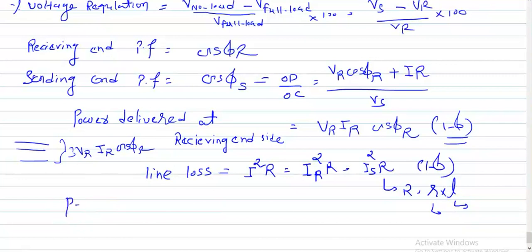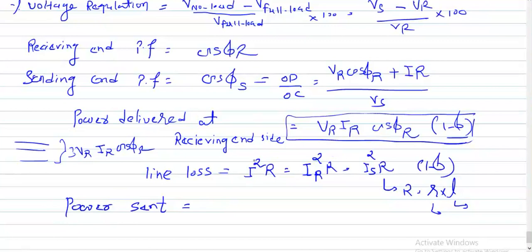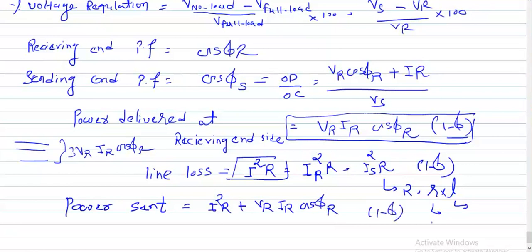Now, what is the equation for power sent? Power sent is equal to the receiving end power plus the line loss. So it becomes I squared R plus VR IR cos phi r. All are for single phase. So this is your power sent.